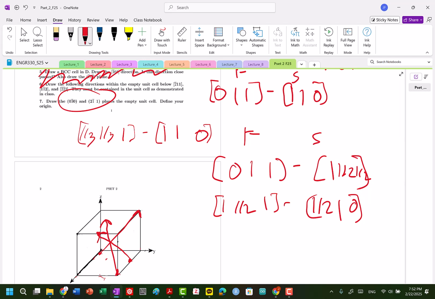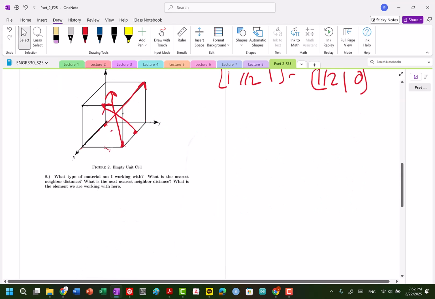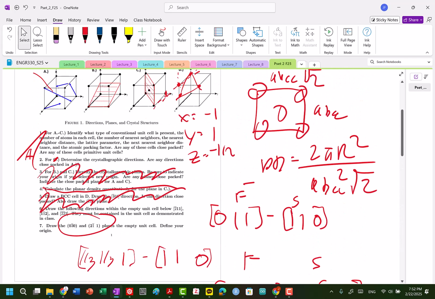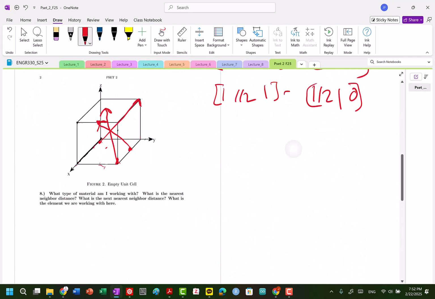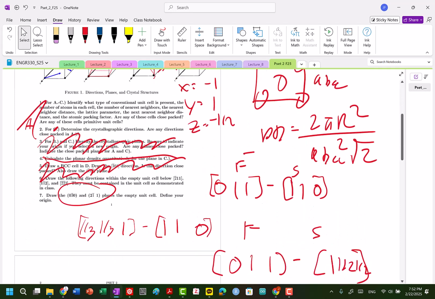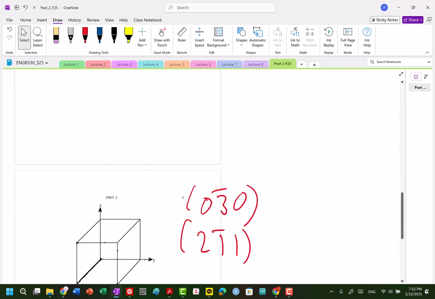All right, 0, 3, 0. Let's see. 0, 3, 0, 0, -3, 0. So let's go ahead over here. So we need 0, 3, 0, and then what else? 2, 1/2, 1. 2, 1/2, 1. 2, 1/2, 1. Excellent.